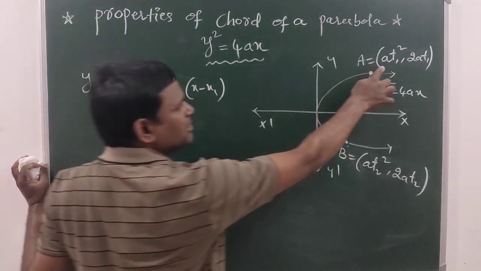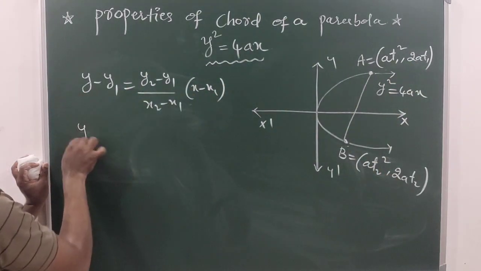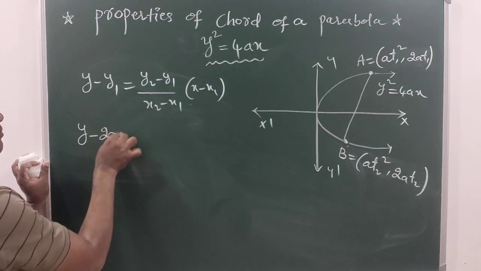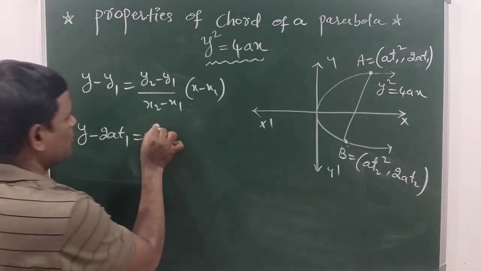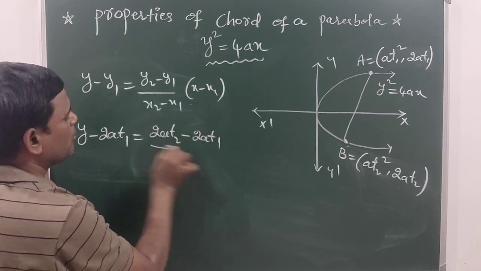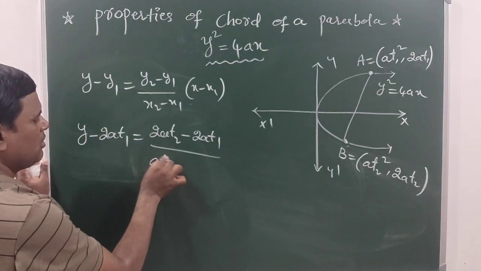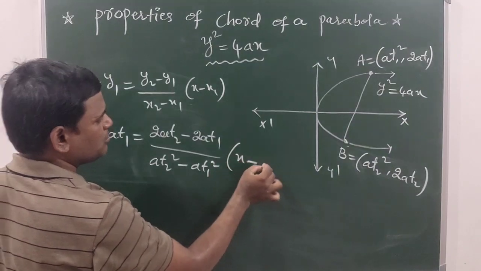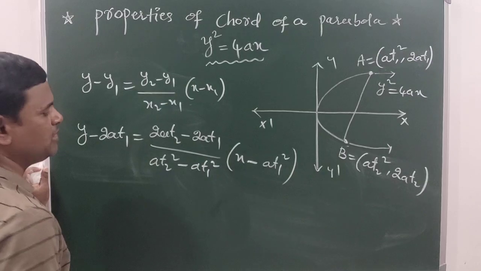Now here consider this one as x1, y1, x2, y2. Substitute here. What is y1 here? 2at1. So y minus 2at1 is equal to, y2 here is 2at2, minus y1, 2at1, whole by x2, here this is x2, this is x1, at2 square minus at1 square, of x minus x1, which is at1 square. Now simplify this.